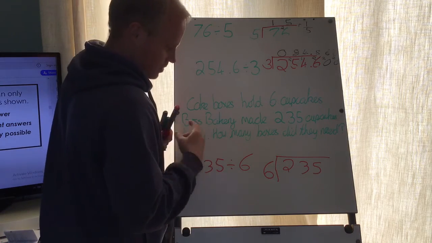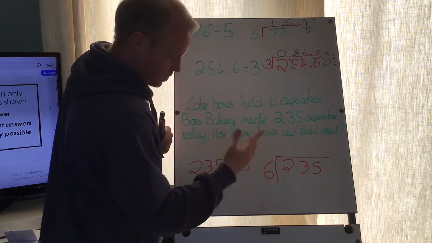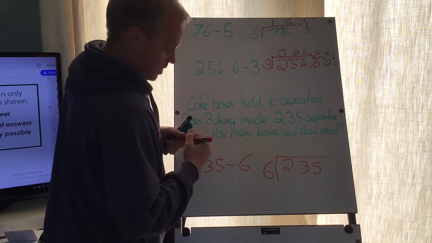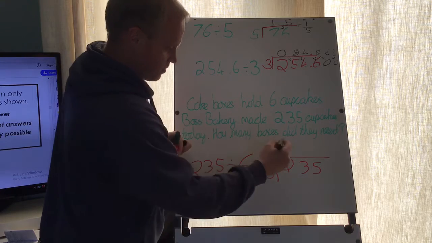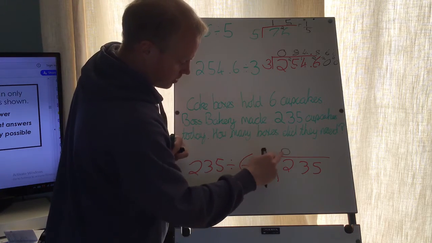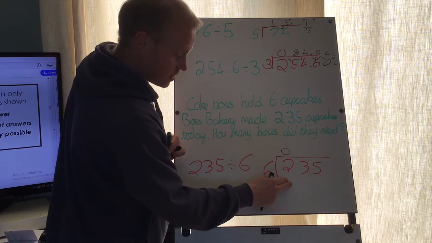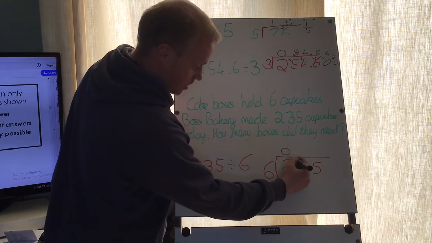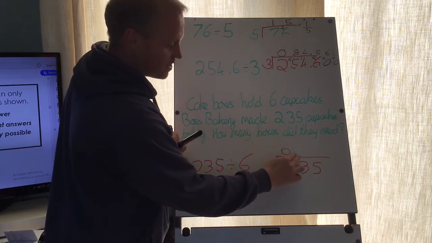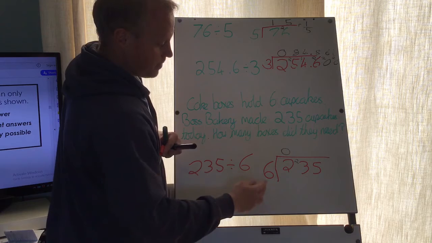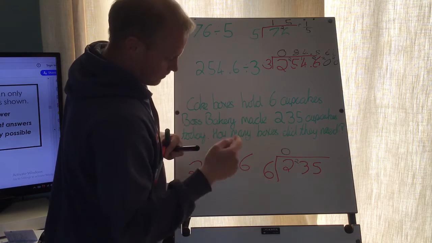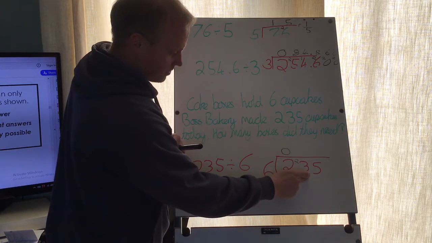So again, let's do this. 2 divided by 6 you can't do, obviously, because one jump of 6 would be 6. So we can put 0 there. So 0 times 6 is 0. The difference between 0 and 2 is 2. So that's where I get my 2 to exchange for 20. So I now have 23 in the next column because I didn't use either of those 2 in there. So now I've got 23 divided by 6.